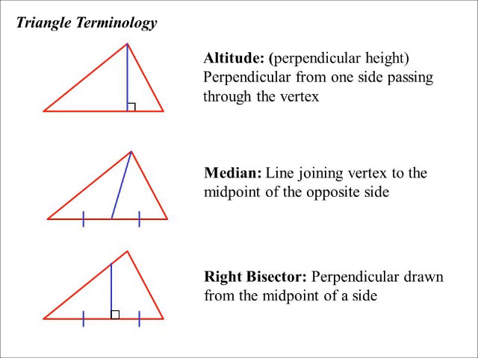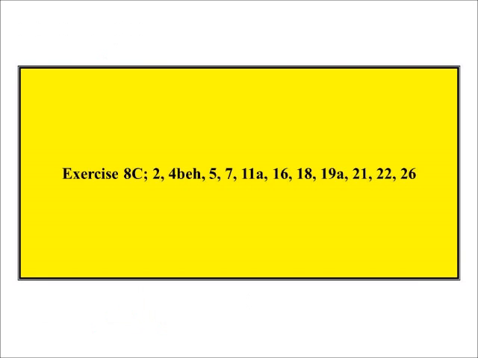Now, it'll go through the vertex in the isosceles triangle, but in any other triangle it won't. And of course, in every triangle, those lines, if you were to draw all three of the possibilities in, they should always be concurrent. You always go through the same point. All right. 8C will do us for today.